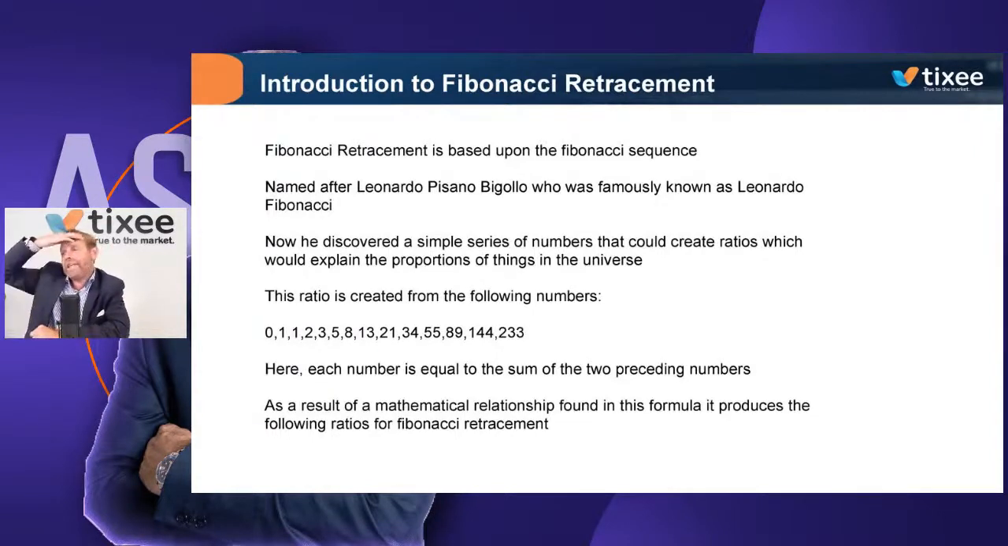These numbers, as a result of a mathematical relationship found in this formula, produce the following ratios for Fibonacci retracement. And these are the ratios which are used most frequently: 23.6%, 38.2%, 50%, 61.8%, and 78.6%. So those are the Fibonacci retracement ratios.